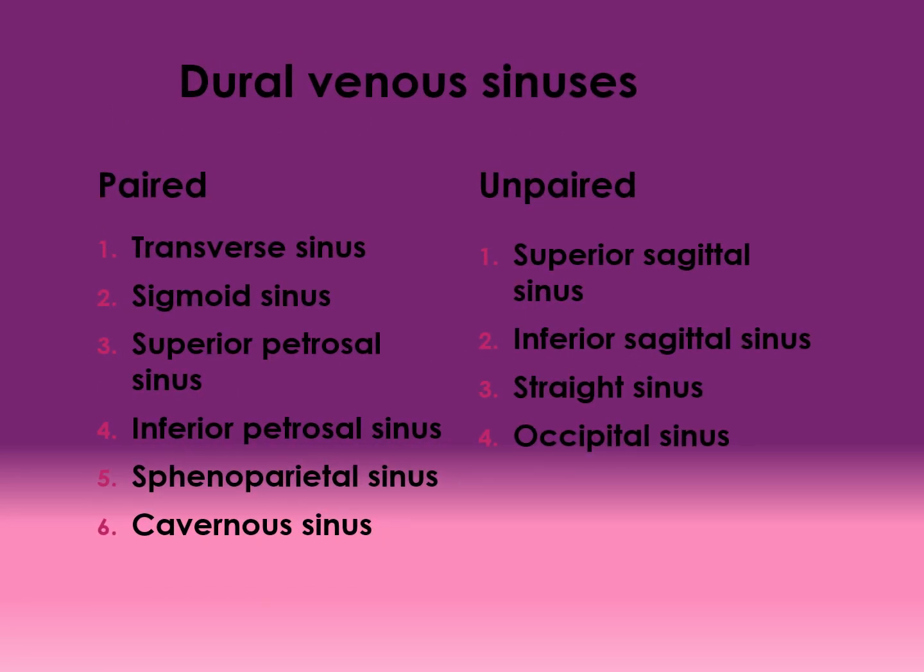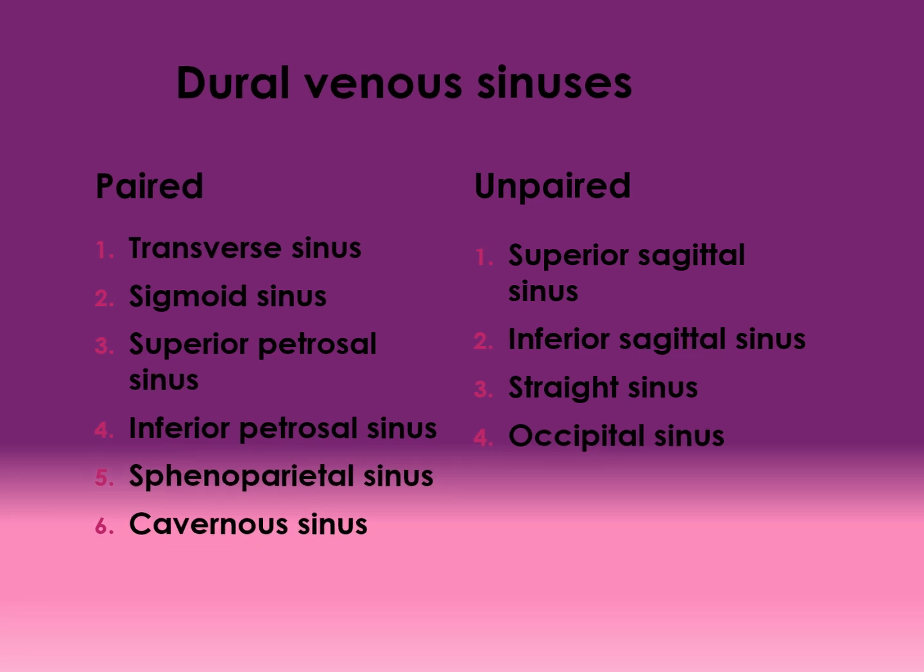Dural venous sinuses are classified into paired and unpaired sinuses. Some of the paired sinuses are transverse sinus, sigmoid sinus, superior petrosal sinus, inferior petrosal sinus, sphenoparietal sinus and cavernous sinus. Mentioning some of the unpaired sinuses: the superior sagittal sinus, inferior sagittal sinus, straight sinus and occipital sinus.